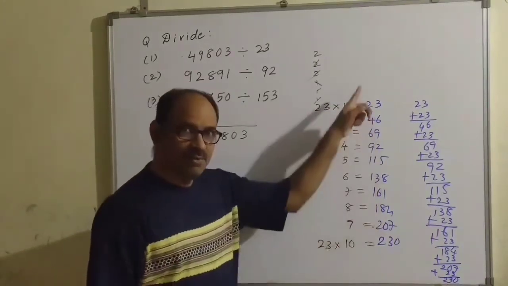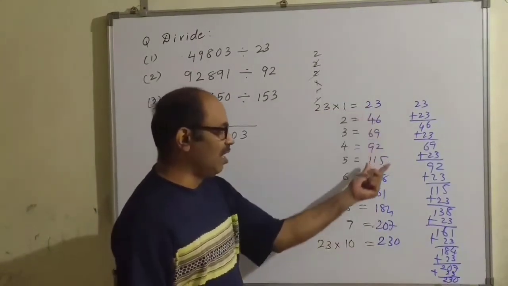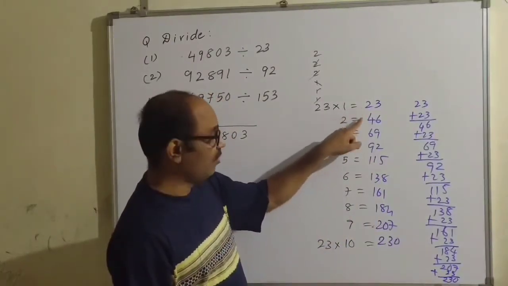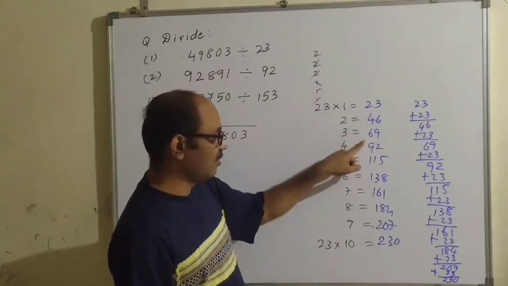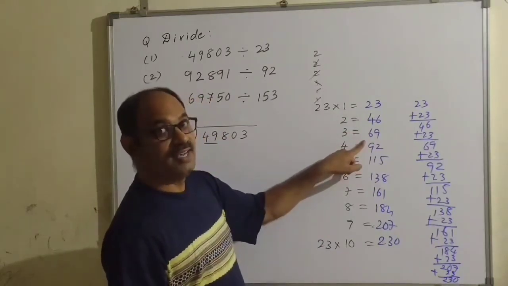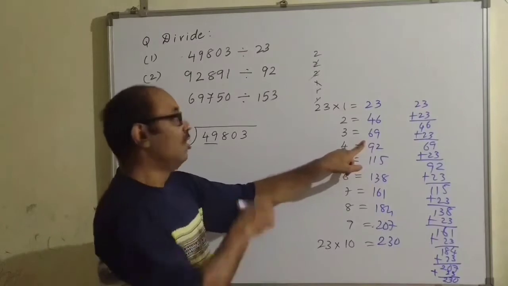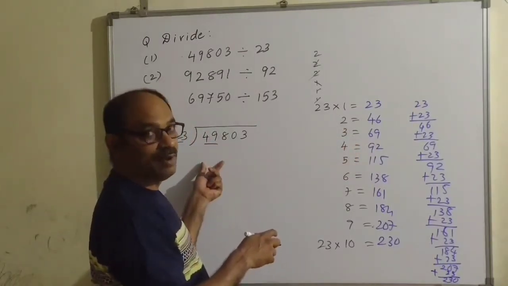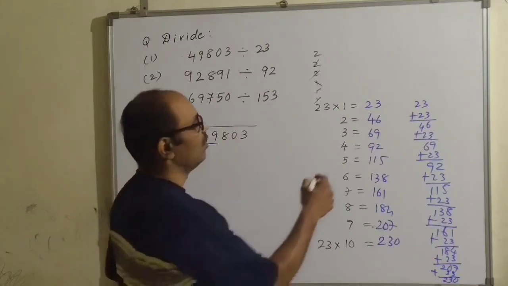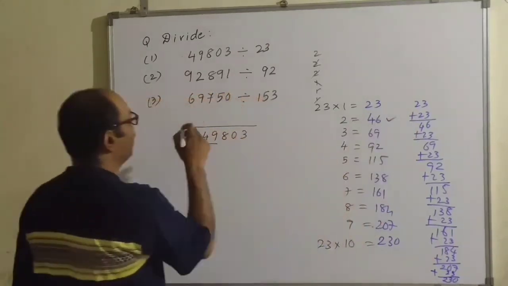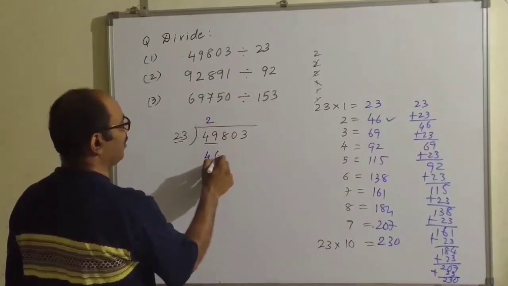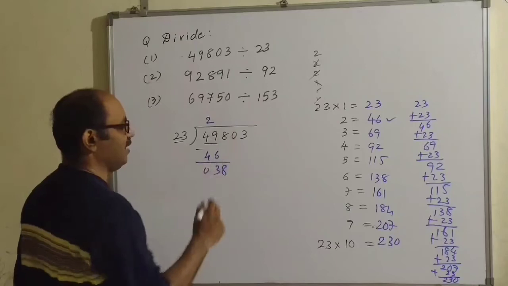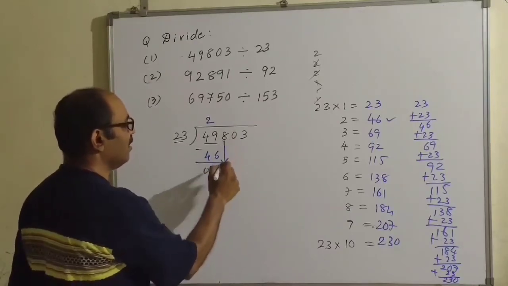Go across the table from top to bottom and find the product which is greater than 49. 23, 46 and 69. 69 is greater, so you cannot take 23 threes because 49 minus 69 is not possible. It will be negative. So what is chosen here? 2s. 23 2s are 46. Minus, 3, 0.